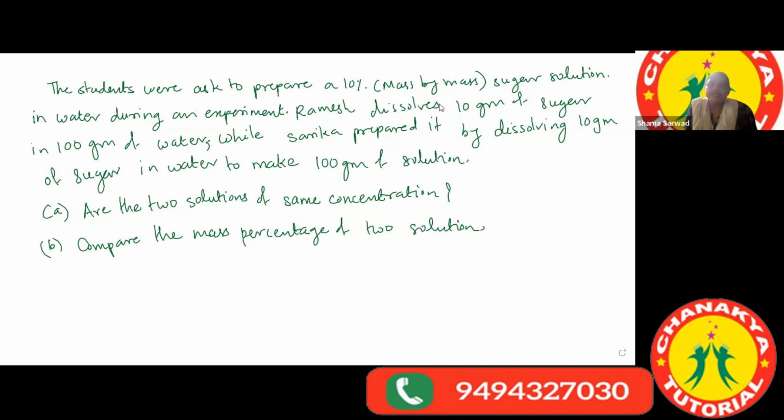Secondly, Sarika took 10 gram of sugar and dissolved it to make 100 gram of solution. So your mass of solution is 100 gram, right? Mass of solute is 10 gram because only 10 gram of sugar has been taken by Sarika. Then you can calculate the mass by mass percentage for Sarika's solution as well. So just compare whether the concentration is the same. Obviously concentration will not be the same because the mass of solution is different in both cases. Whatever the percentage is, you just have to compare. You need to calculate mass by mass percentage. That's it.